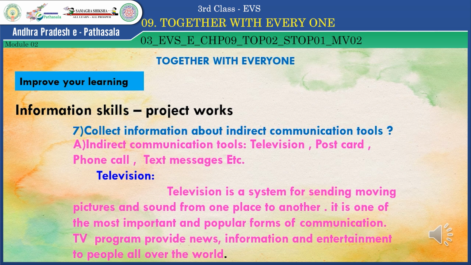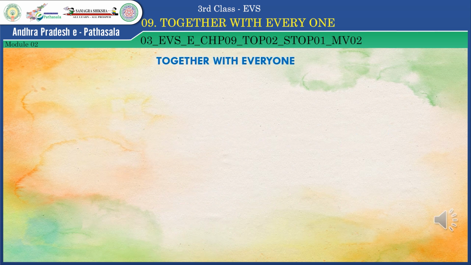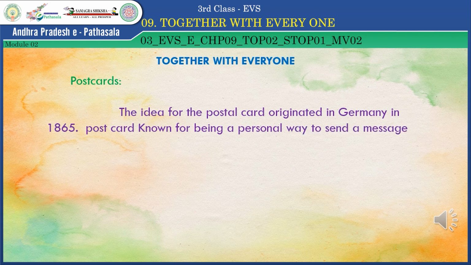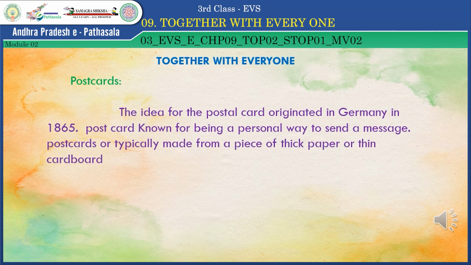Postcards. The idea for the postal card originated in Germany in 1865. A postcard is known for being a personal way to send a message. Postcards are typically made from a piece of thick paper or thin cardboard. Next, phone call. A telephone call or telephone conversation is also known as a phone call. A phone call is the best way of indirect communication.